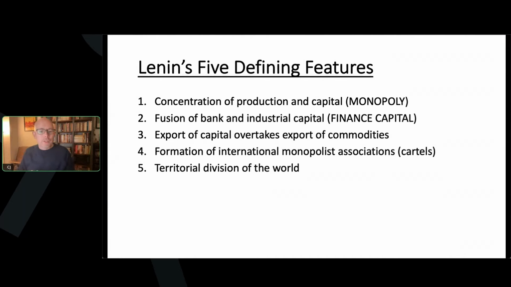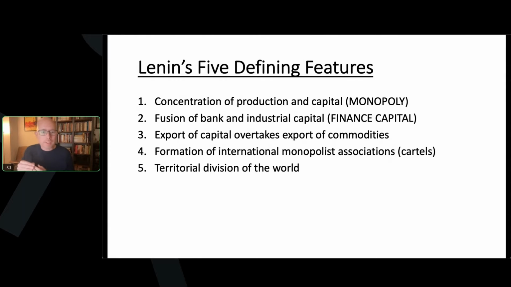Fourth, the formation of international monopolist associations, and they start dividing markets among themselves. So it's an era when capitalist cartels, these conglomerations of different corporations, start to cooperate but also compete for control. And as these forces become stronger, as they start to exercise their power over governments, that's when we start to see the fifth one, the territorial division of the world among the big capitalist powers.